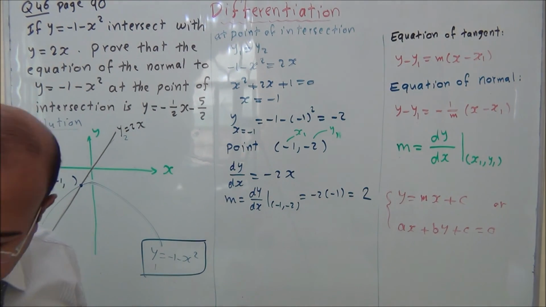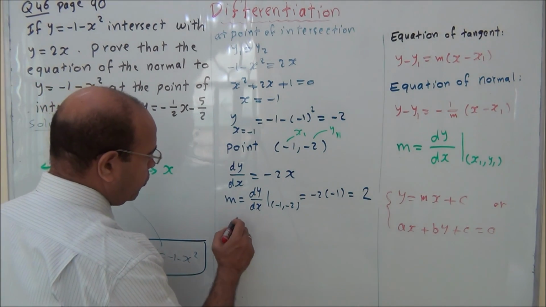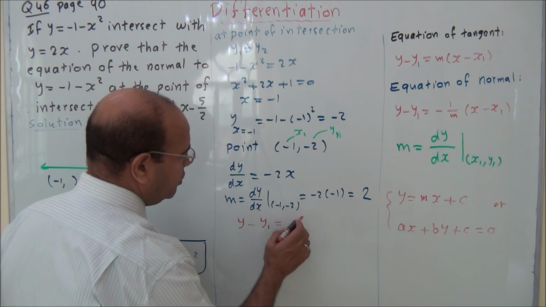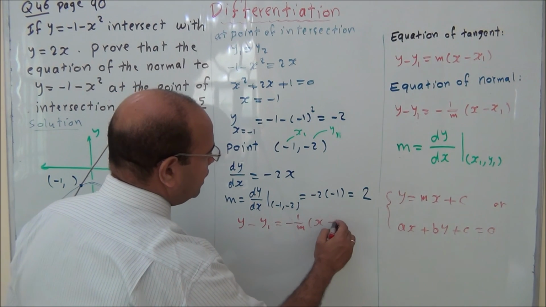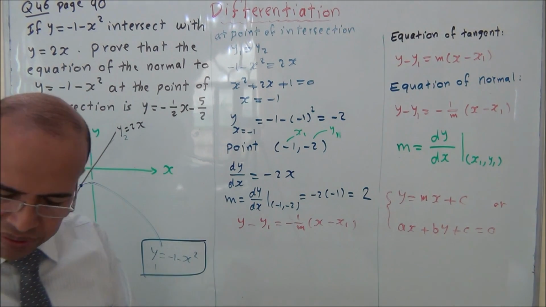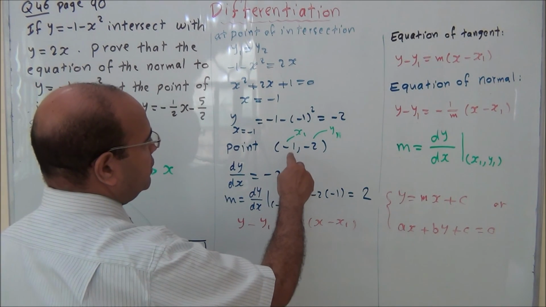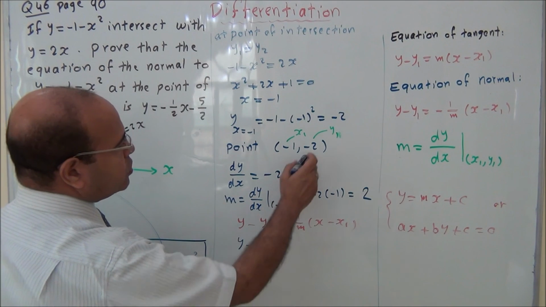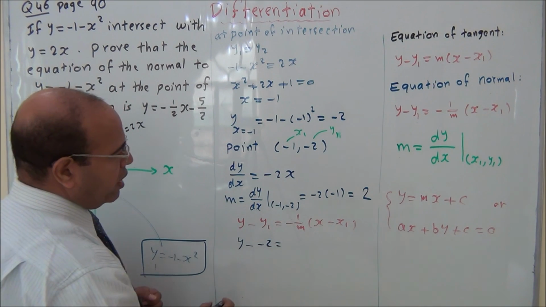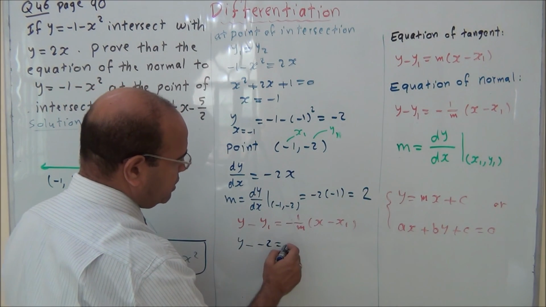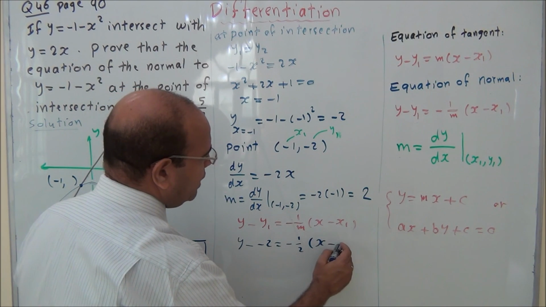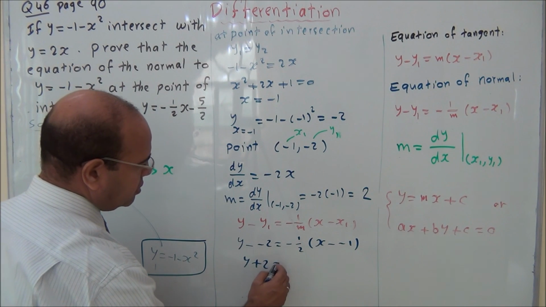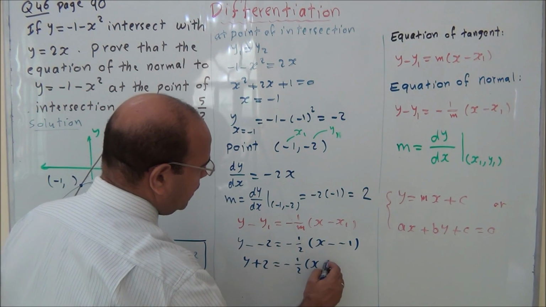The equation of the normal is y minus y1 equals negative 1 over m times x minus x1. So we do substitution. Remember, this is x1 and this is y1. So y minus y1, which is negative 2, equals, we flip and change the sign, it's negative half, times x minus x1, x1 is negative 1. Simplify, minus minus is plus, negative half times x plus 1.